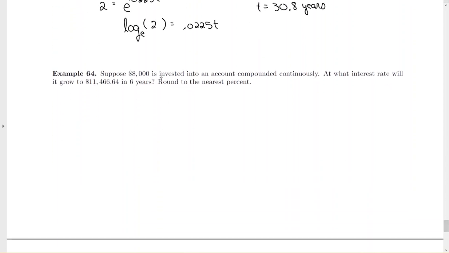Right. Suppose $8,000 is invested into an account, compounded continuously, so we're back to the Pert formula, and the principal P that we're investing is $8,000. What interest rate, so we're looking for r this time, will it grow to $11,466.64 in 6 years? So when I plug in the number 6, this number comes out, but I need to know the rate. So once again, e to that power has got to be isolated. Divide by 8,000.